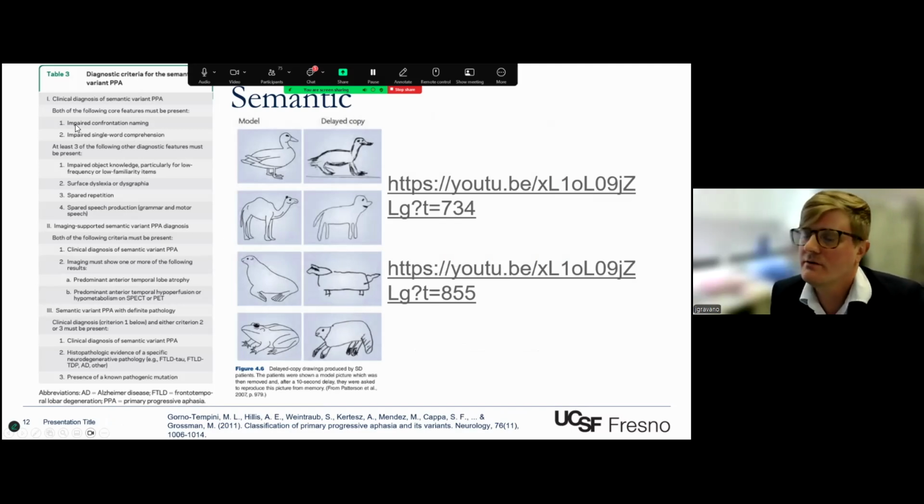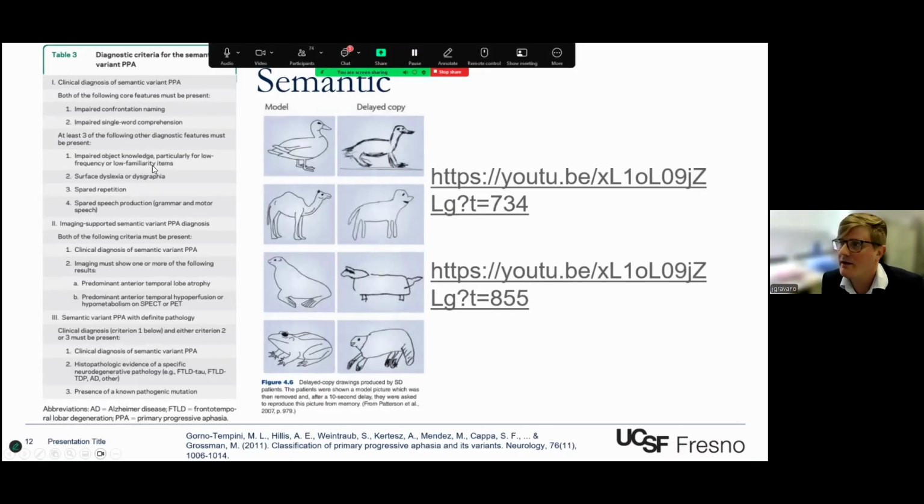What are the main features here? Well, there's impaired naming, impaired single word comprehension. Those are the defining features. And then there has to be three of the four here, which is impaired object knowledge, so not knowing what an object is, and then having some reading or writing associated dysfunction that maps onto the architecture here. Spared repetition, so it's not so much that they can't articulate the words or phrases, it's that they don't know what that particular thing means. And then broadly, generally spared speech production, grammar, and motor speech.